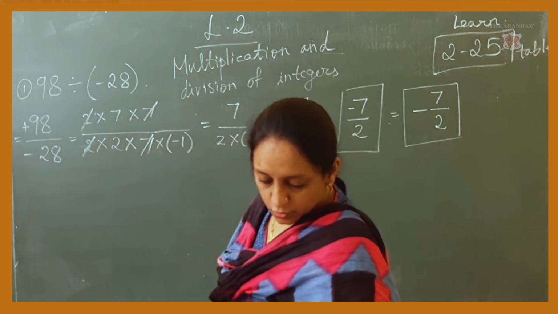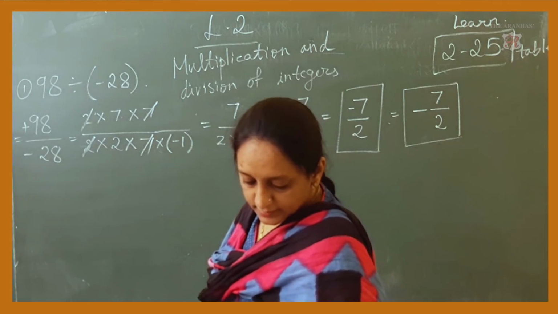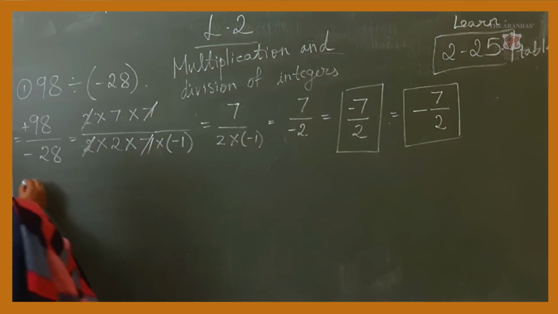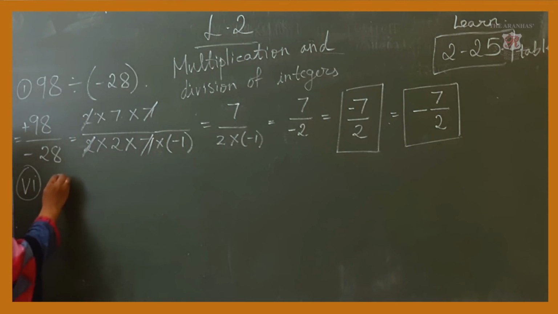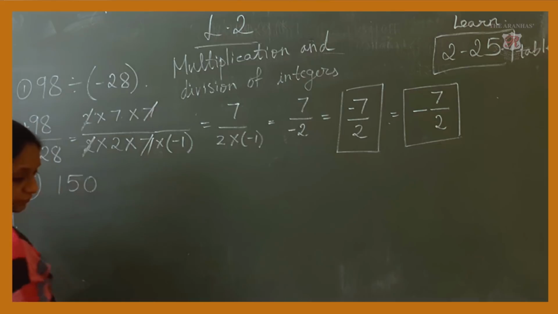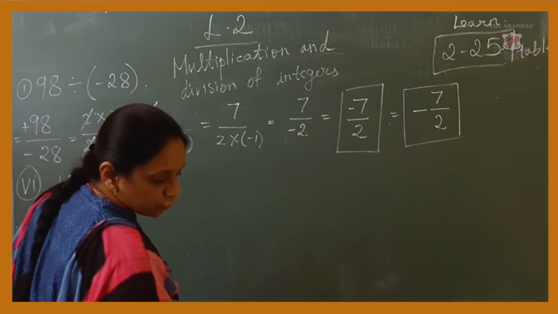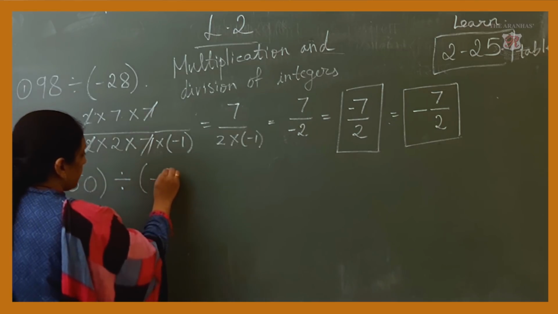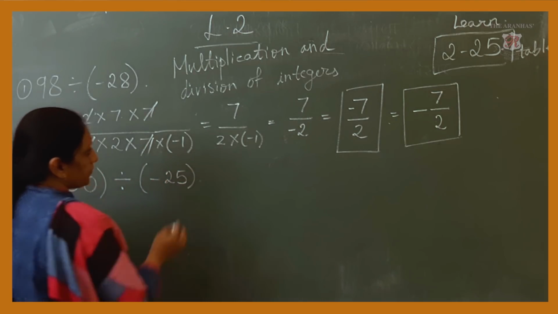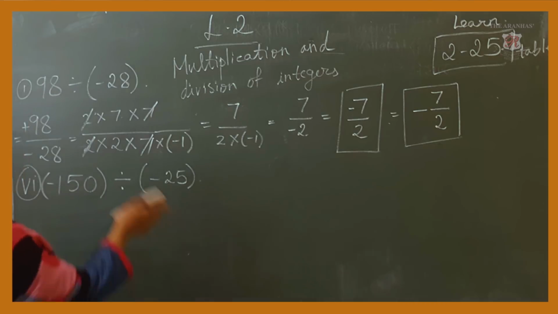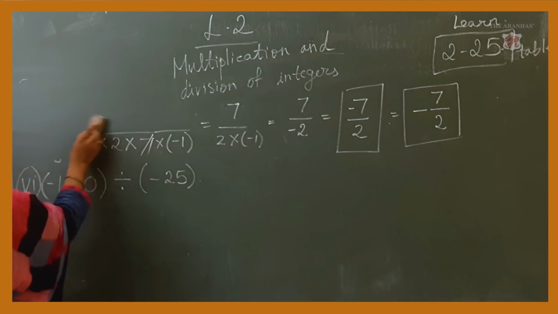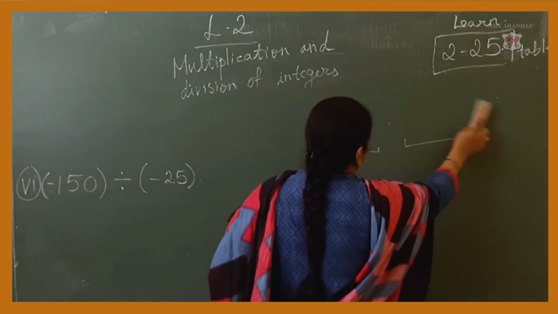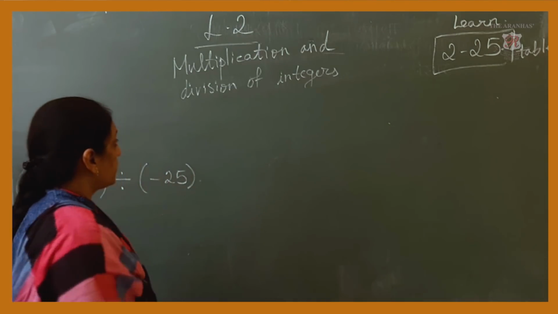Now let me take one more example. Suppose example number 6. 150 and 125. I take example 6 from the textbook. That is 150. I am solving this sum for you from the textbook. That is minus 150 according to the textbook, divided by minus 25. Now students, both the numbers in this question are negative integers. Both are negative as you all can see. Now what is to be done if both the integers are negative?